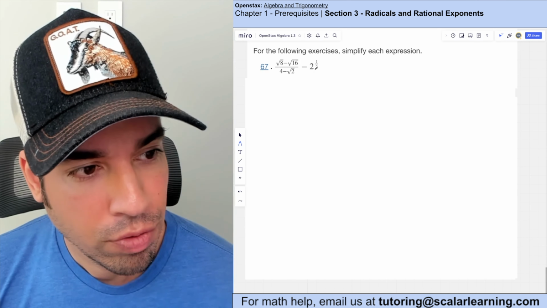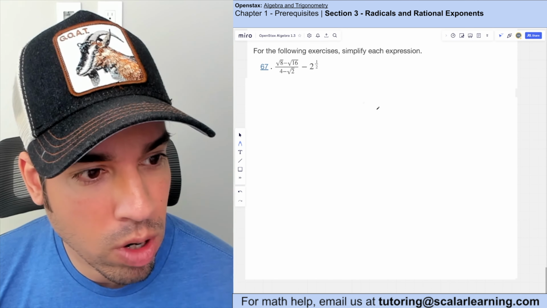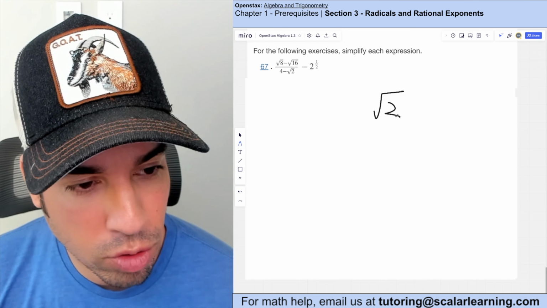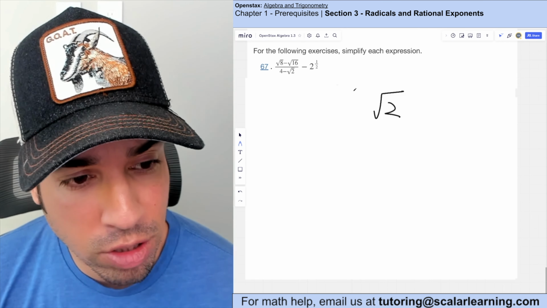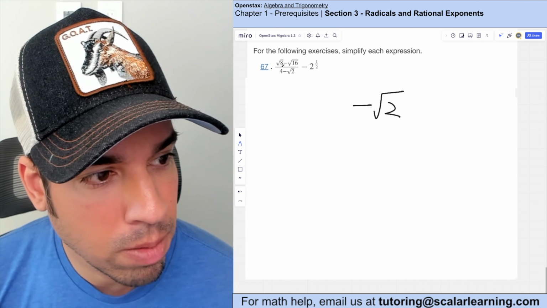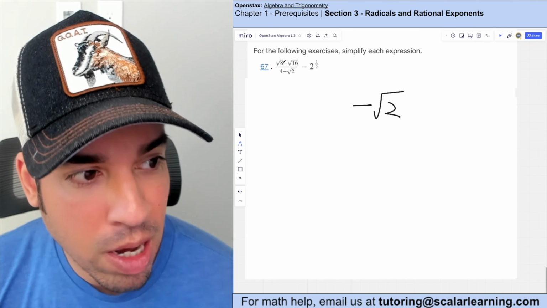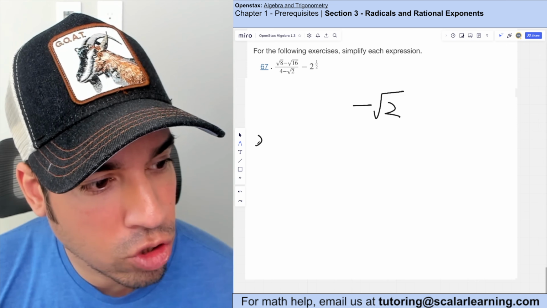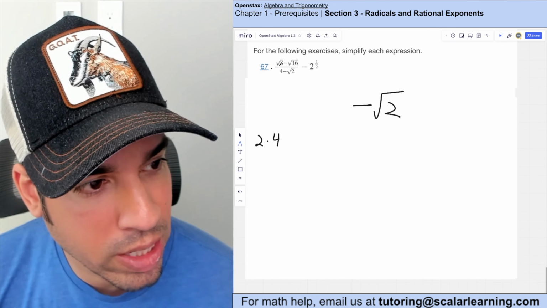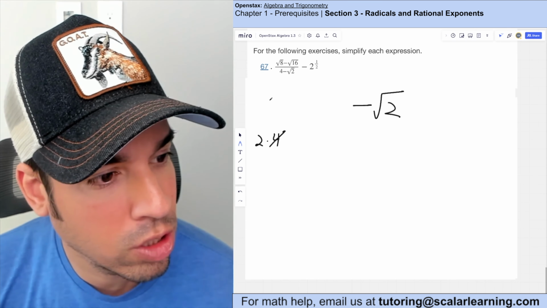Done. So first of all, I'm going to rewrite 2 to the 1/2 power as the square root of 2. Again, anything to the 1/2 power is just the square root of that number. Then I'm going to simplify what's on the numerator as much as possible. So remember, 8 is simply 2 times 4. And that's nice because we can take the square root of 4, which is 2.